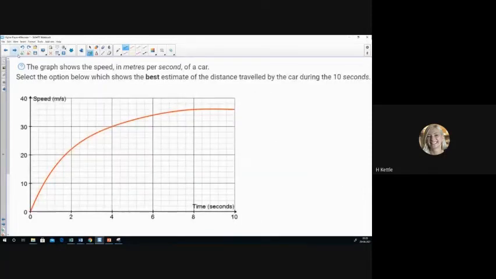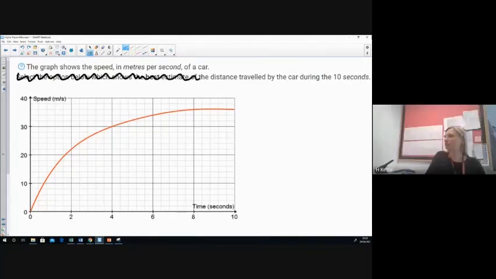Okay, the graph shows the speed in meters per second of a car. Select the option below which best... Oh, so I've copied this off Hegarty, so we're not going to select the option, we're going to do it. We want the distance travelled by the car during 10 seconds. Now we've got speed on the y-axis and time on the x-axis, and we want the distance.